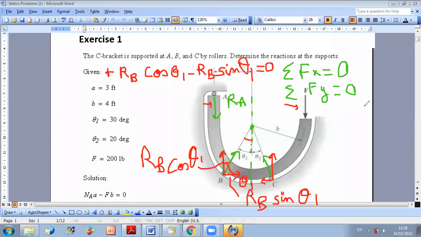And for sum of Y equals 0, you have to consider also the component of RA and F. Both are in the negative downward direction. So you have minus RA, which is already calculated, minus F, plus RB cosine theta 1, and plus RB cosine theta 2 equals 0. Sorry, here it's sine. In X, it's sine theta 1, okay? In Y, it's cosine.